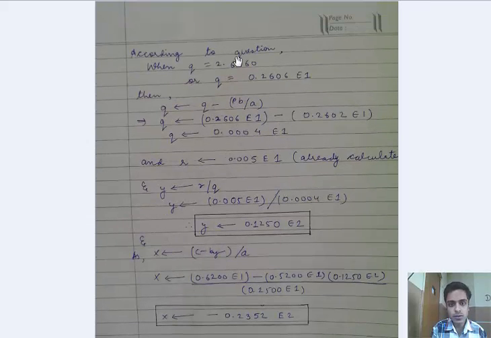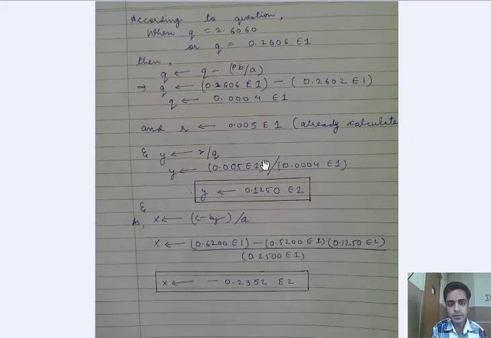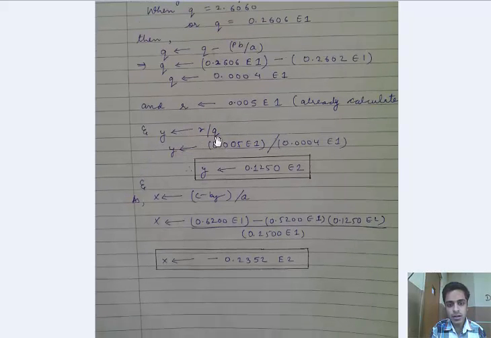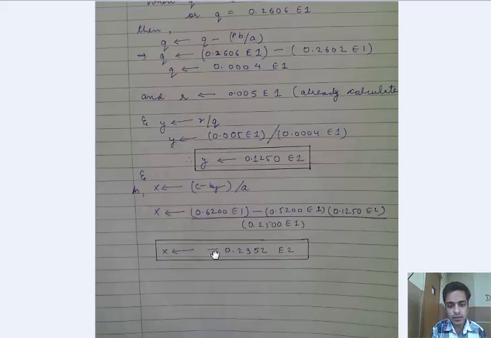Now according to the question, when q is equal to 2.6060, or q is equal to 0.2606 E1, then q will be q minus pb by a, as we know. Substituting the corresponding values in this equation, the value of q will be 0.0004 E1, and the value of r will be 0.005 E1, which is already calculated. y is r by q, so the value of y will be 0.1250 E2, and x is (c minus by) by a. Then substituting the corresponding values, we will get the value of x as minus 0.2352 E2.